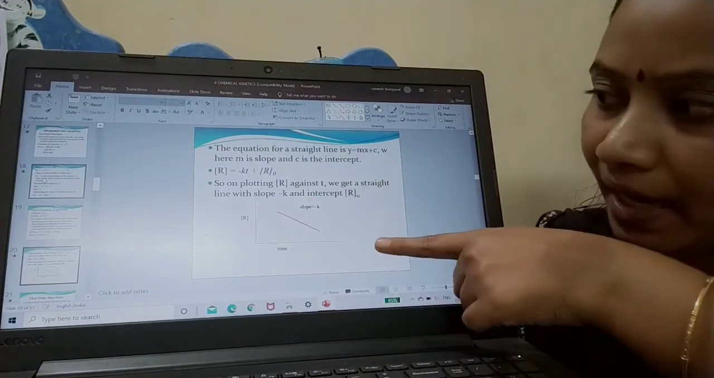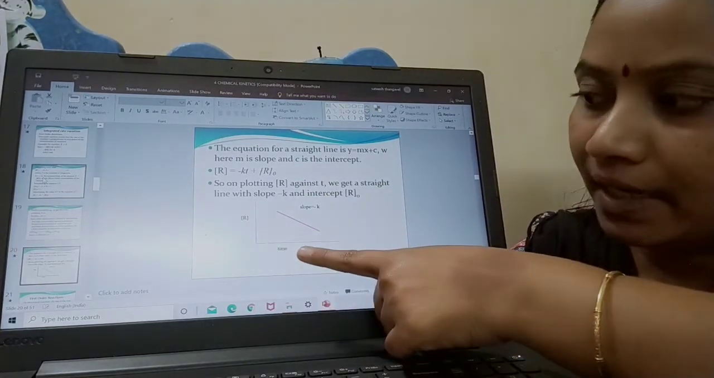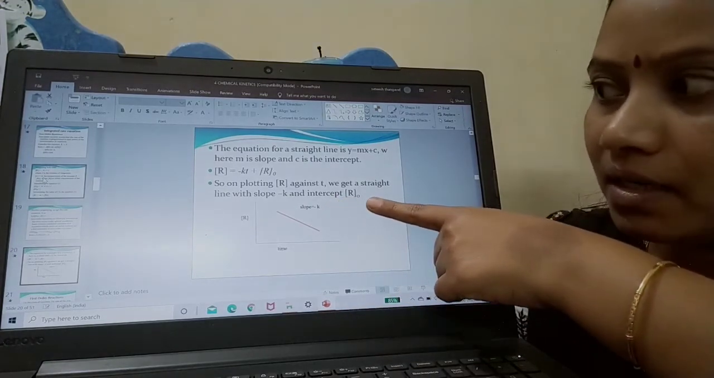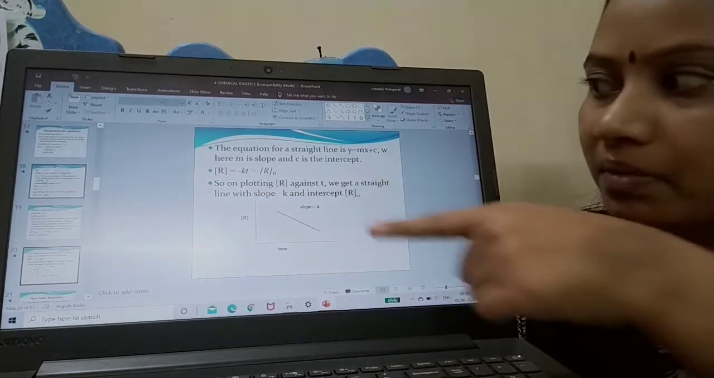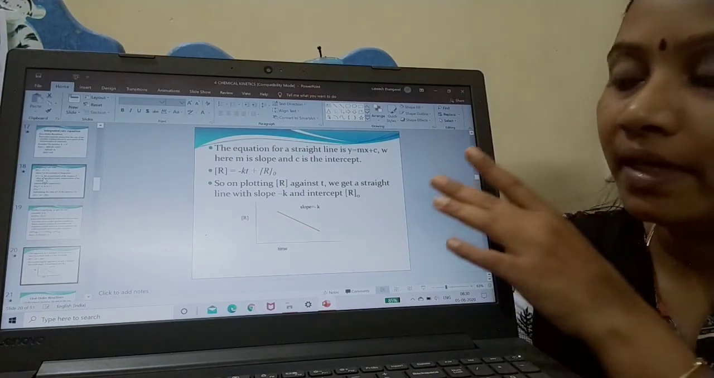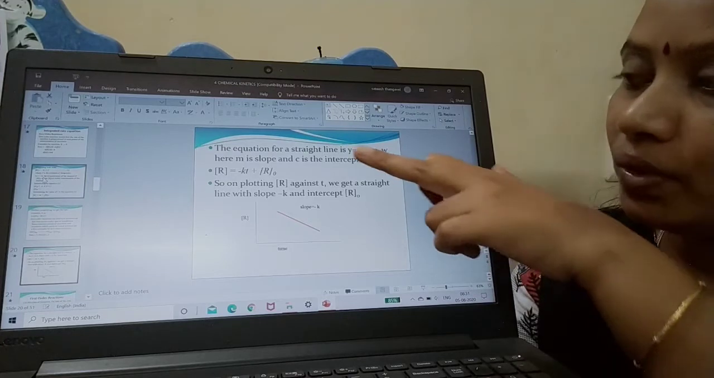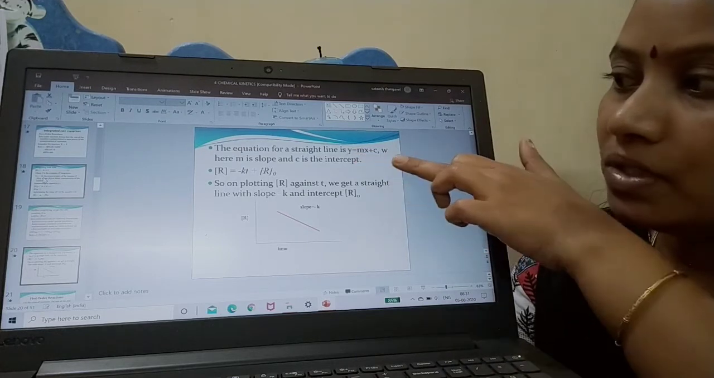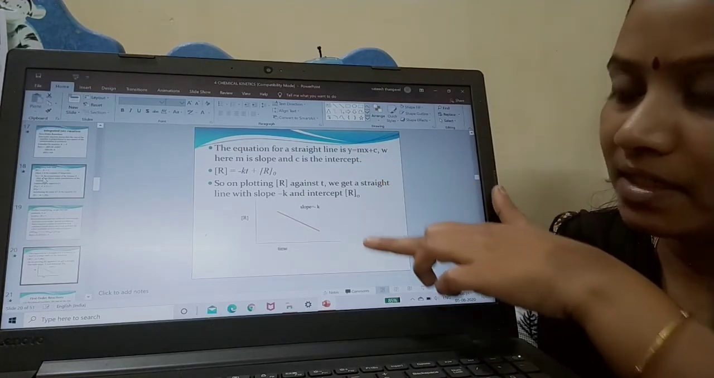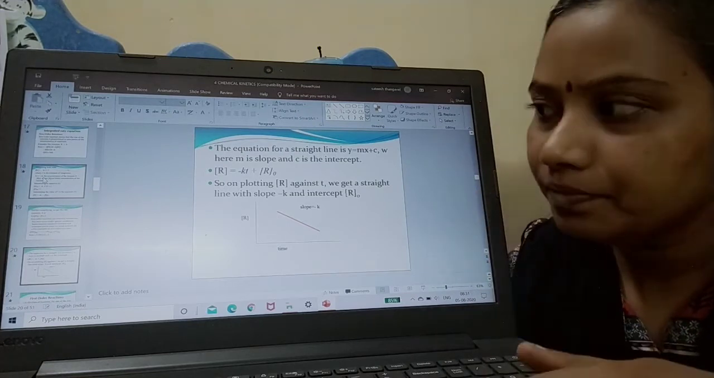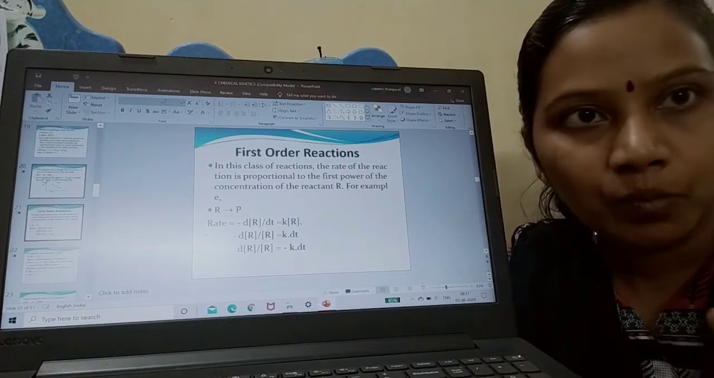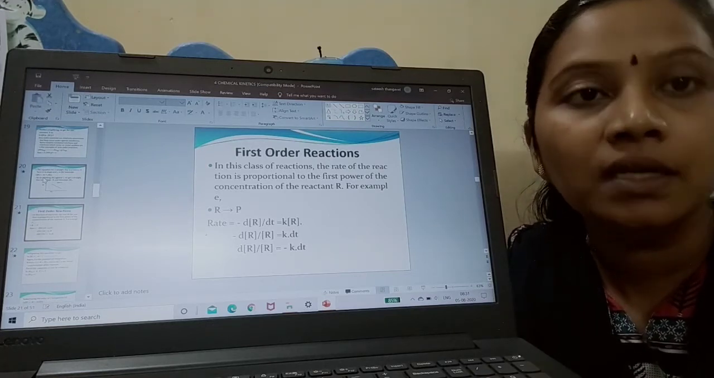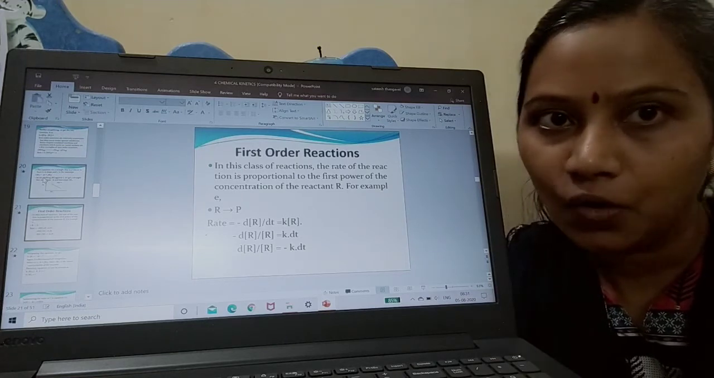Now I have drawn a graph with the concentration of the reactant and time, with x and y axes indicated. I get a slope of K and intercept of R₀. This is the final equation I got. What is the equation for a straight line? y is equal to mx plus c, where m is your slope and c is your intercept. When I substitute my values, I get slope as minus K and intercept as concentration R₀. Now be clear about zero order reactions: where they occur, what the two special conditions are, how we integrated the zero order reaction and how we got the final equation.